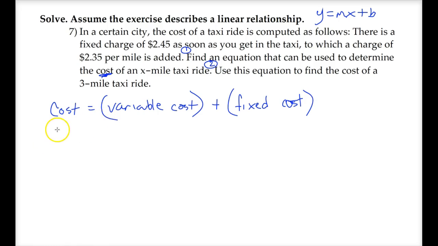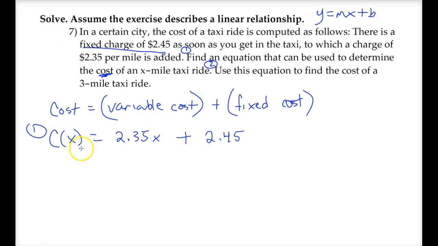So we know everything's going to be in terms of x, so we're going to let our cost function equal c of x. Our variable cost is going to be $2.35 per mile, so that's going to be $2.35 times x. And then we're going to add to that the fixed charge of $2.45. Okay, so that's the fixed cost plus variable cost. So this is the first part of what I'm trying to test you on in this question. Can you come up with this?